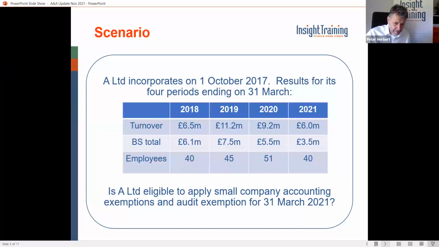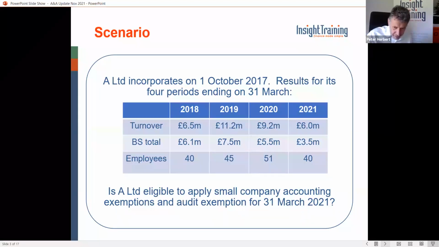Same thing applies in our second full accounting period ending 31st of March 2019. So 10.2, 5.1, 50. Again, we breach on the turnover and the balance sheet. So again, in that second period, we are going to be medium, and it's therefore full FRS 102 and audit. In the third accounting period, we would say, again, 10.2, 5.1, 50. Again, we're breaching on 2 out of 3 of the limits. This time it's the balance sheet total and the employee numbers. And again, in that third period, therefore, we qualify as medium.